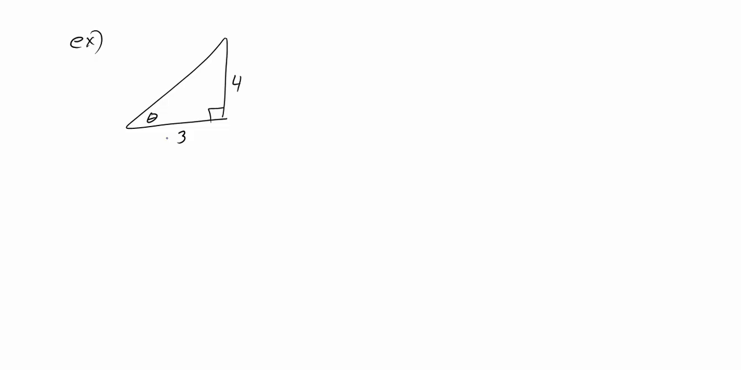Now, before we start trying to find our sine, cosine, and tangent, we realize that we're missing the hypotenuse. So first of all, we need to find the hypotenuse. In order to do that, we're going to use the Pythagorean theorem. You can think a squared plus b squared equals c squared, or what we've been using is x squared plus y squared equals r squared. Either way, we end up with 3 squared plus 4 squared equals r squared. So we would have 9 plus 16 equals r squared, and of course 9 plus 16 is 25.